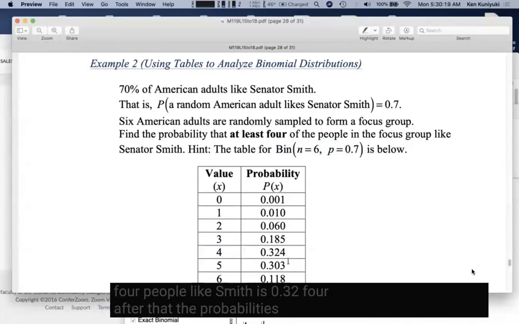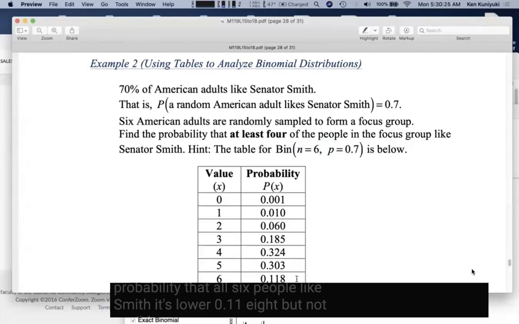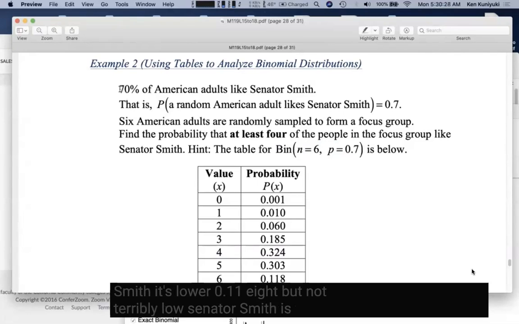After that, the probabilities go down. The probability that all 6 people like Smith is lower, 0.118, but not terribly low. Senator Smith is very popular, so the probability that all 6 like Smith is not too low. It's lower than the probability of 4 liking Smith, but it's not that close to 0 either.